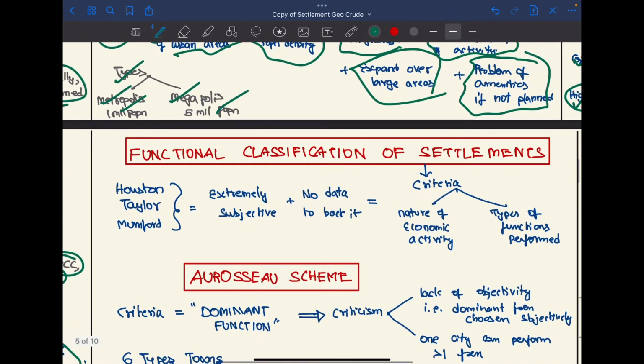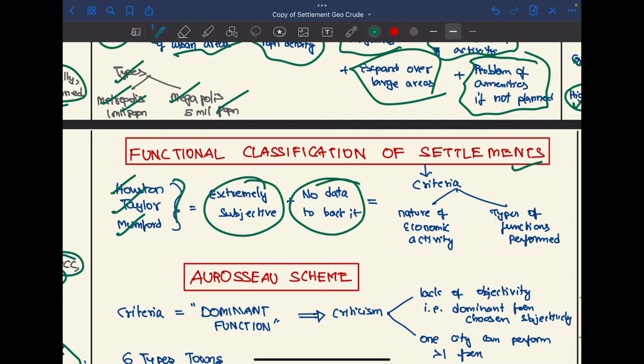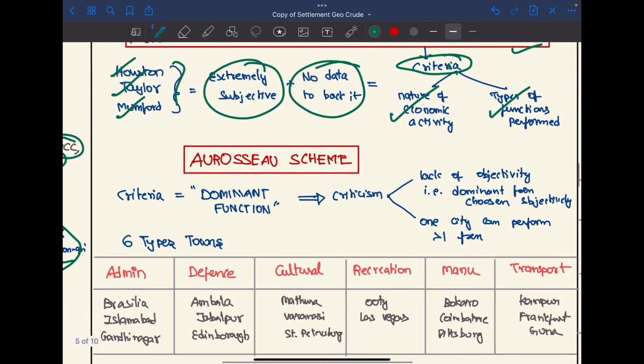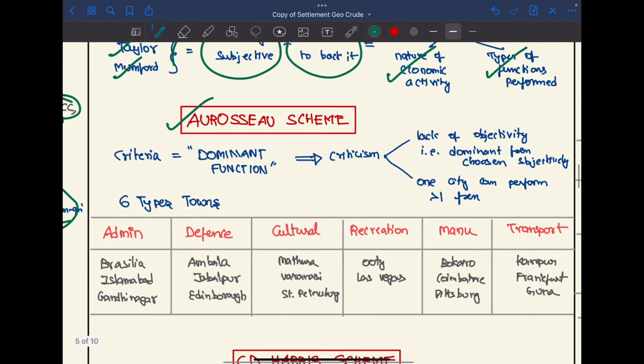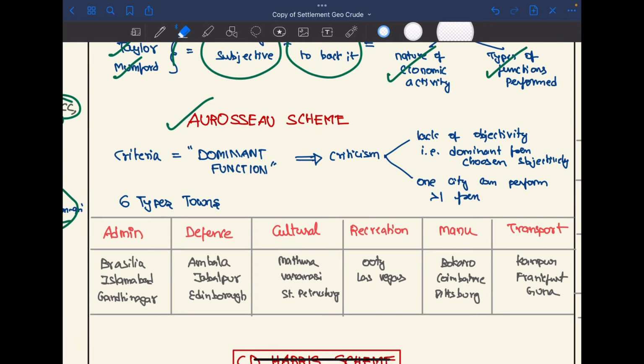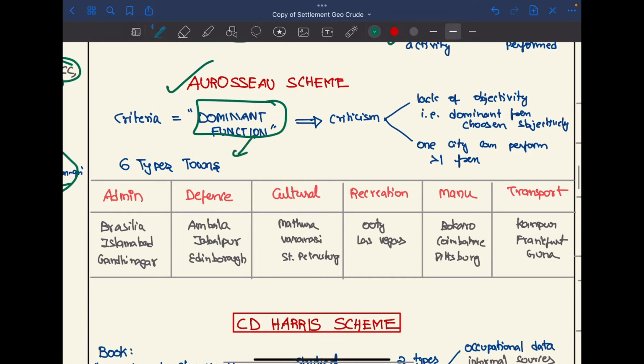Next, we have the functional classification of settlements. Houston, Taylor, and Mumford: their classification is extremely subjective and has no data to back it. But for functional classification, they will use two criteria, which are nature of economic activities and types of functions performed. First, we have the Aurousseau scheme. For him, the criteria is the dominant function. So, based on the dominant function, he identifies 6 types of towns: administrative towns, defense towns, cultural towns, recreational towns, manufacturing towns, and transport towns.